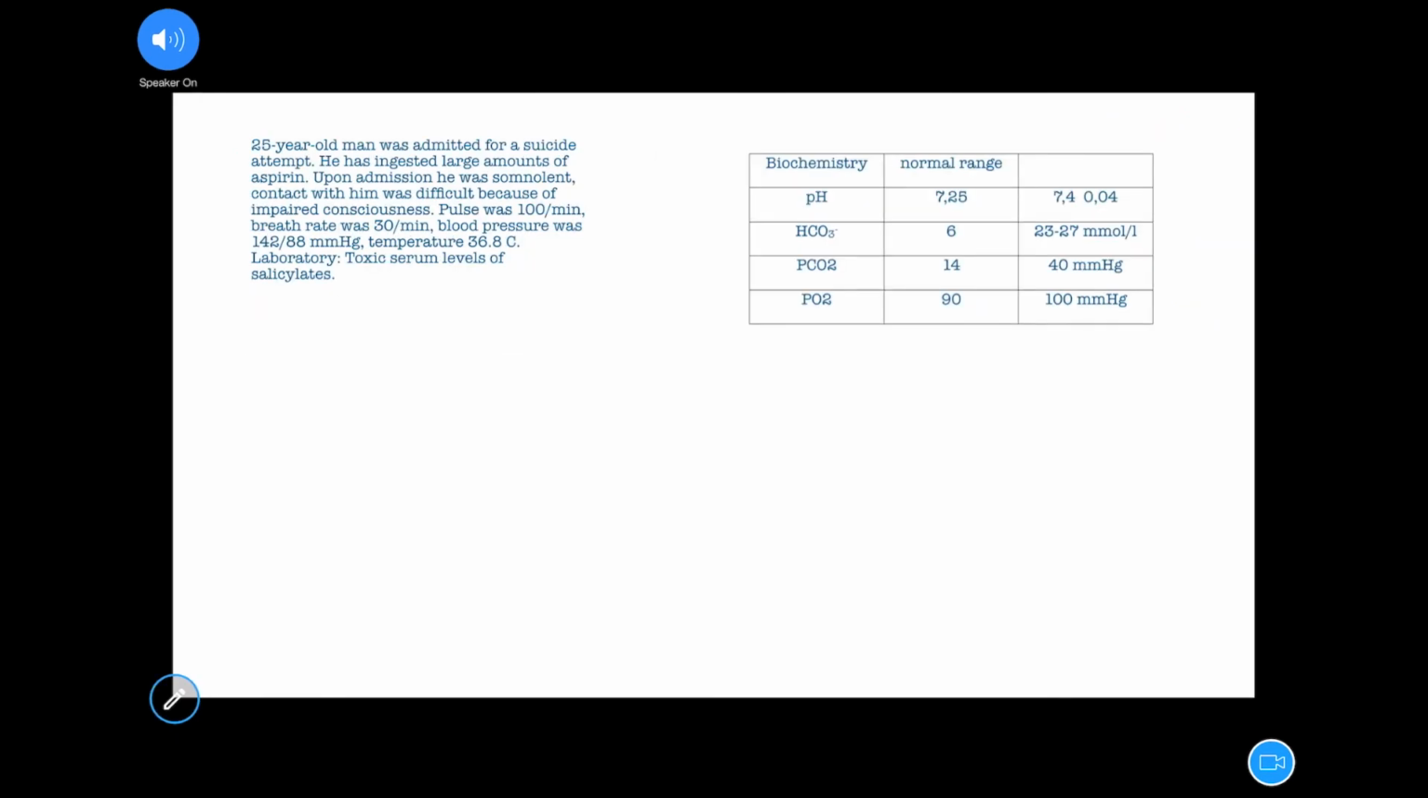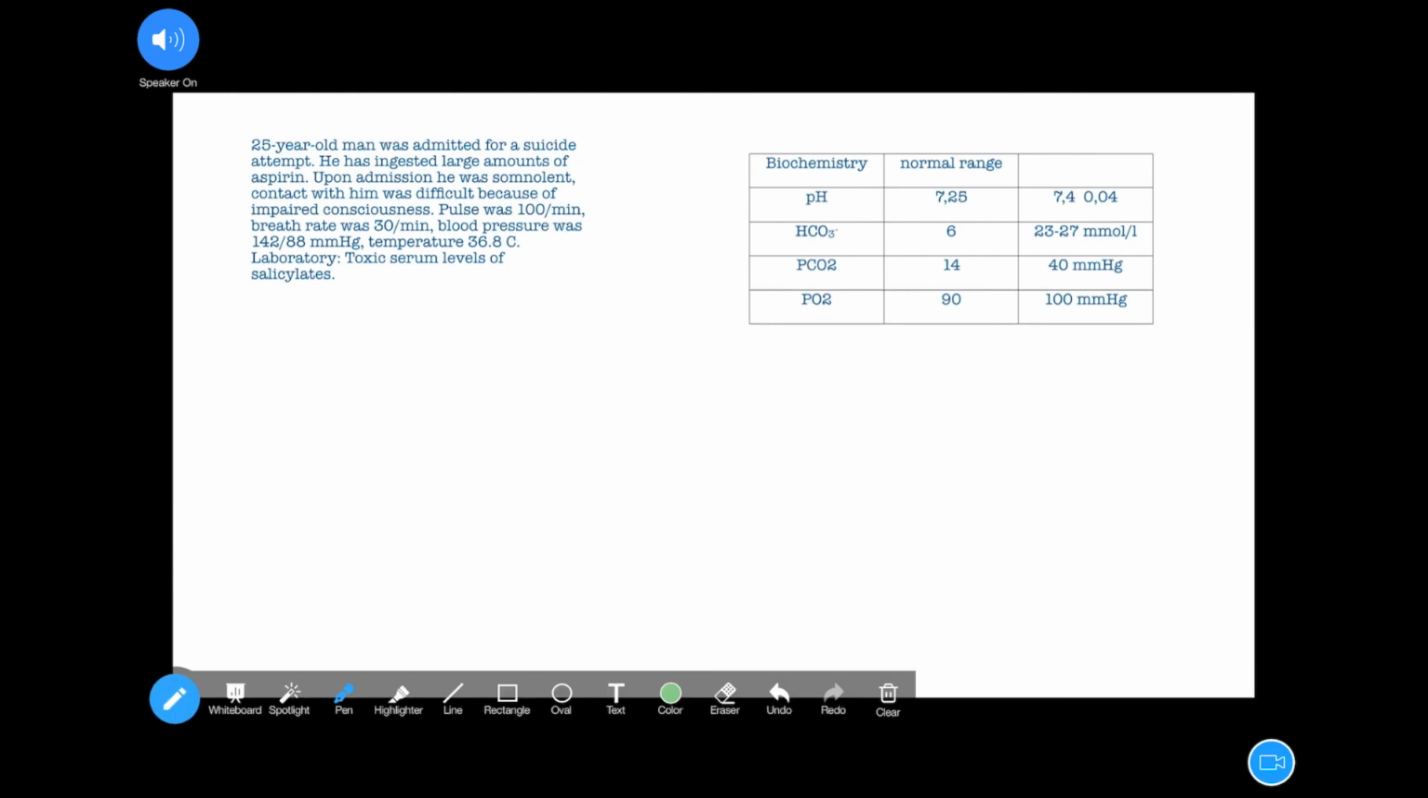Okay. And now over here we have a 25-year-old man that was admitted for a suicide attempt. He has ingested large amounts of aspirin. Upon admission, he was somnolent. Contact with him was difficult because of impaired consciousness. Pulse was 100 per minute. Breath rate was 30 per minute. Blood pressure was 142/88 millimeters of mercury. Temperature was 36.8 degrees Celsius. And he had a toxic level of salicylate. Look at this. So now I want you to, again, think of the ABB disorder, count it, and then tell me if it's pure or not.